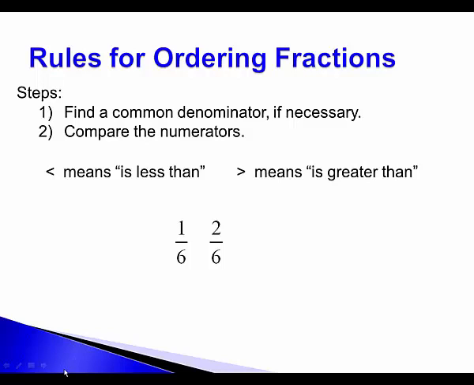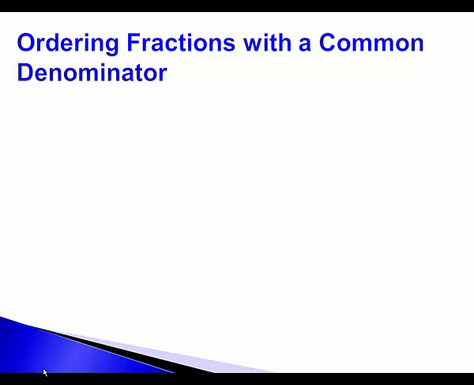So if we look at these two, 1 over 6 and 2 over 6, if the denominators are the same, you really pretty much ignore them and you look at the numerators and then you ask yourself which one is the smaller one. Well, the one that is farther to the left on a number line is always the smaller number. So 1 is less than 2, and so our symbol here would be less than. Let's look at some more examples of ordering fractions with a common denominator.